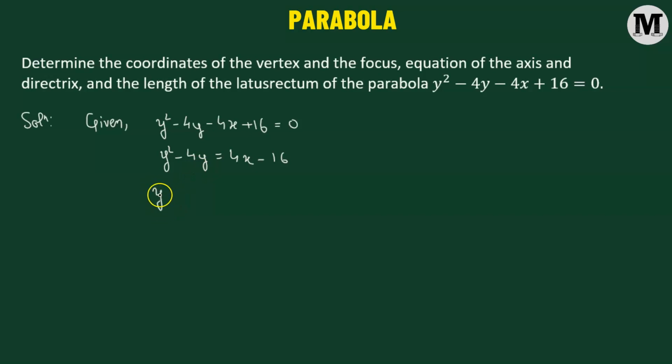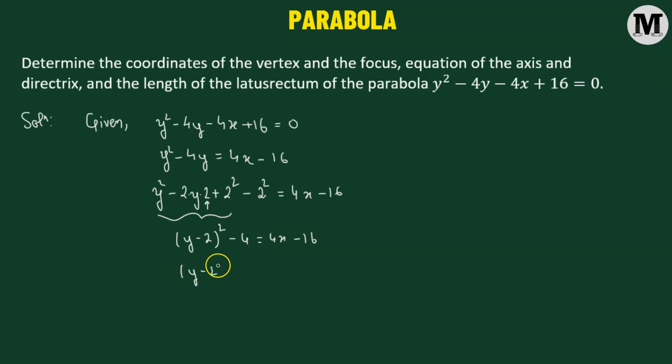Our goal will be to convert y squared minus 4y into a perfect square by using the method of completing the square. So here we'll take y squared. We're going to rewrite 4y as 2 times y times 2. So this number 2 tells us that we need to add the square of that number to the two terms. But this is an extra term that we are adding, so we need to subtract 2 squared from it as well. This will be equal to 4x minus 16. The first three terms are nothing but the expansion of y minus 2 whole squared. Then minus 4 equals 4x minus 16. So we get y minus 2 whole squared equals 4x minus 12.